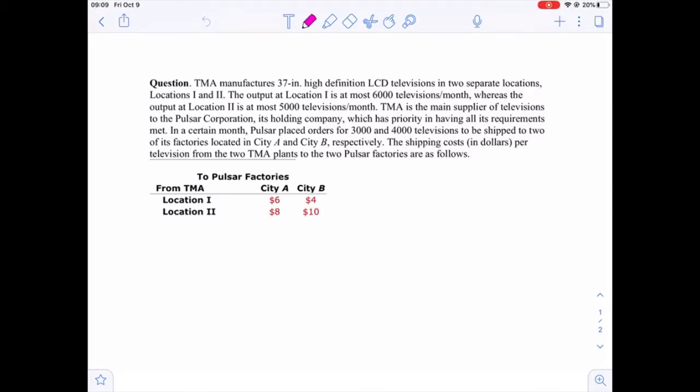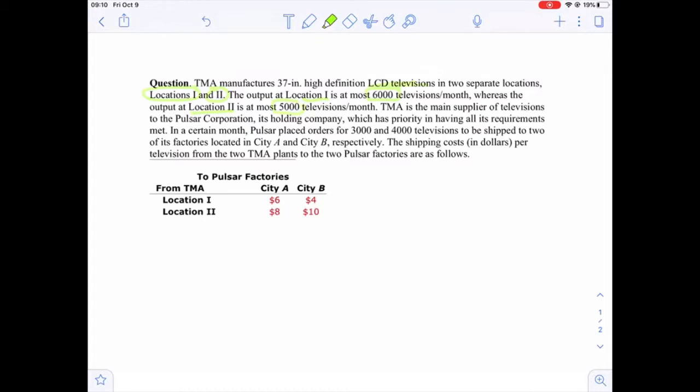This problem is on section 3.3. The question says TMA manufactures 37 inches high definition LCD TVs in two separate locations, location 1 and location 2. The output at location 1 is at most 6,000 TVs per month, whereas the output of location 2 is at most 5,000 TVs per month.